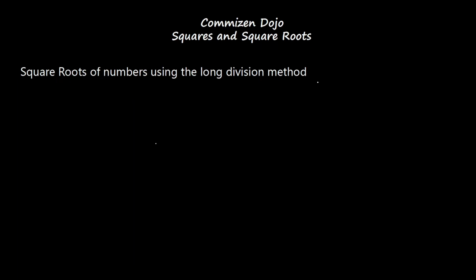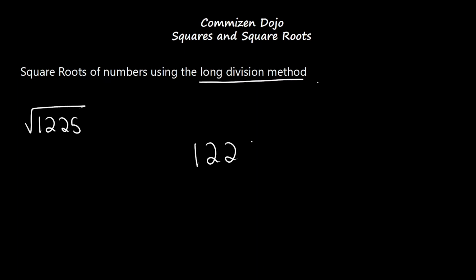Today at Commizen Dojo, we will be learning how to find the square roots of numbers using the long division method. To understand this concept, let's pick up an example. Let's say I want to find the square root of 1225 using the long division method. First, I'm going to write 1225 right over here. Then I will draw the division sign like this.